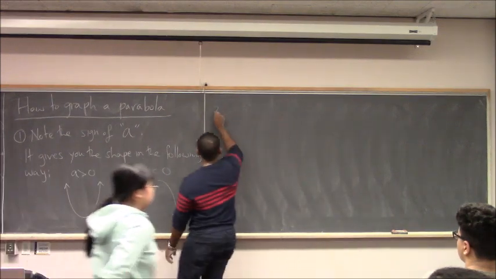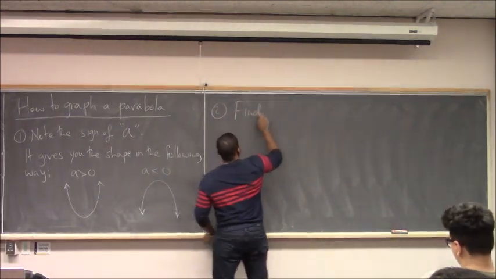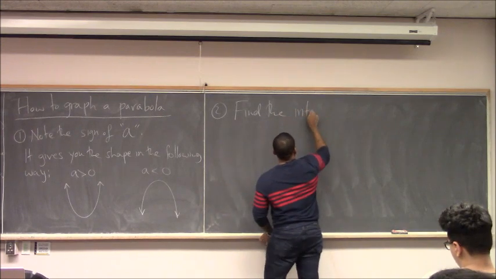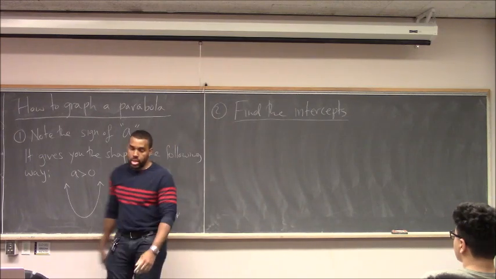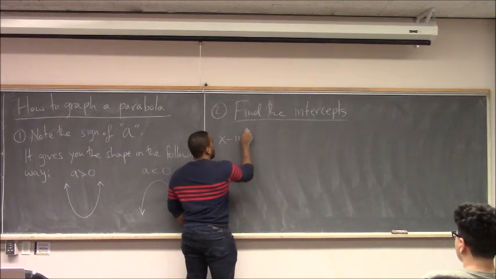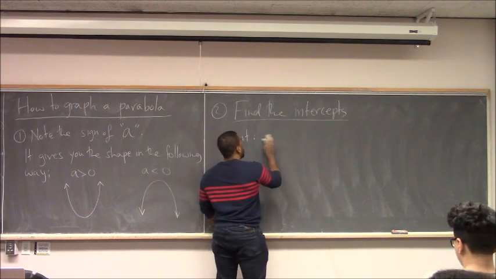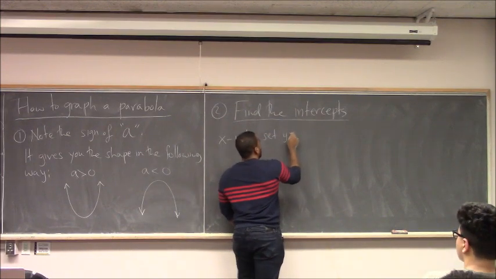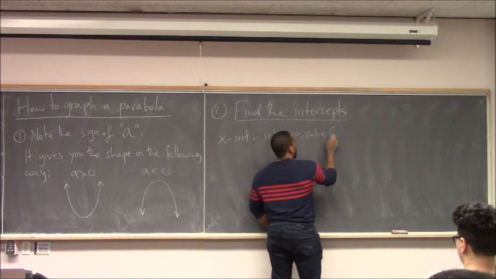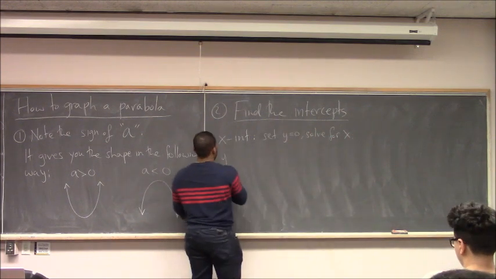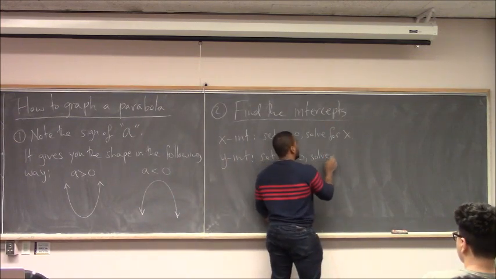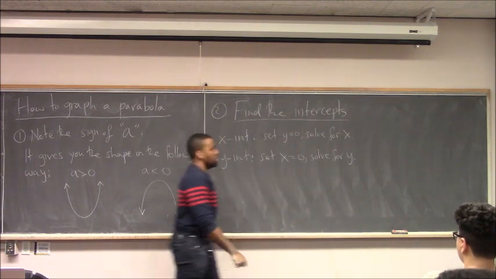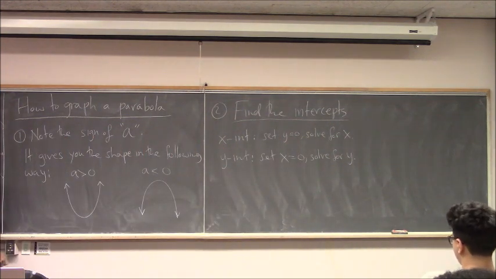Now step 2 is to find the intercepts. We've spoken about that already as well. We realize that to find the x-intercept, you set y equal to 0 and solve for x values. And to find the y-intercept, you set x equals 0 and solve for the y values. So you need to find those 2 points. Well, it can be a maximum of 3, right?